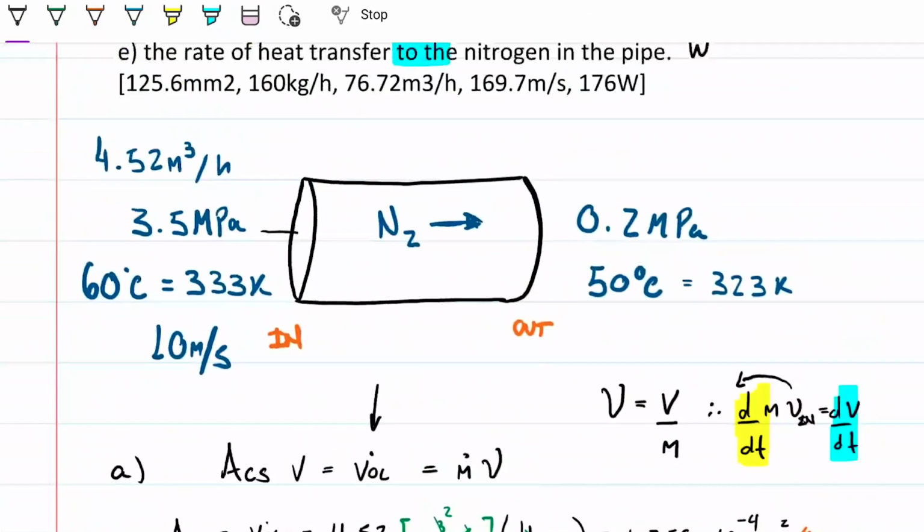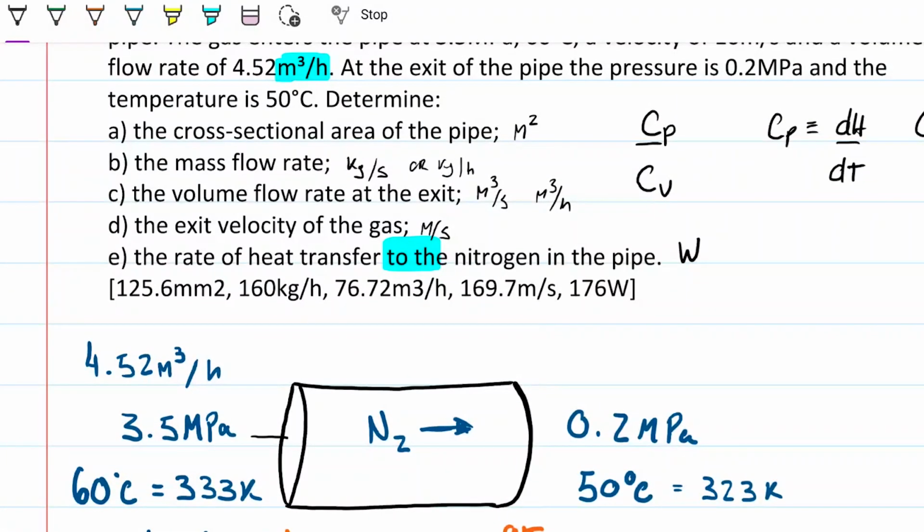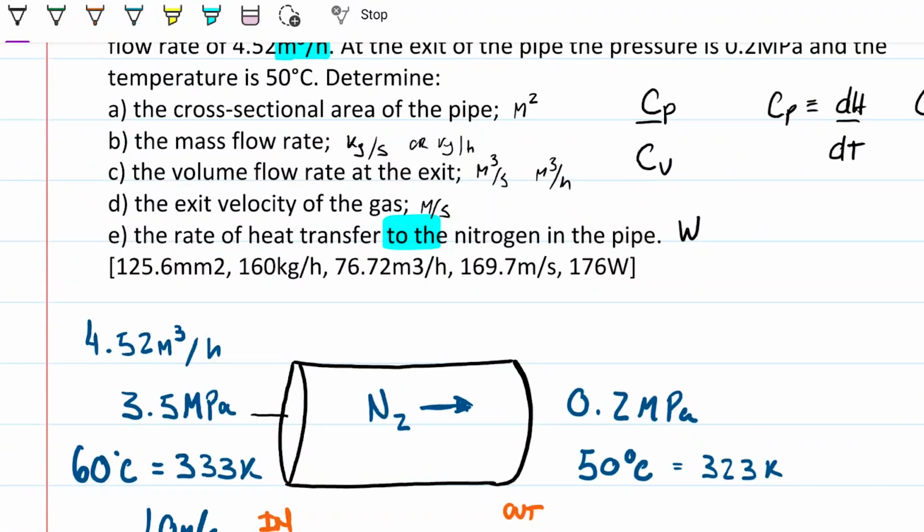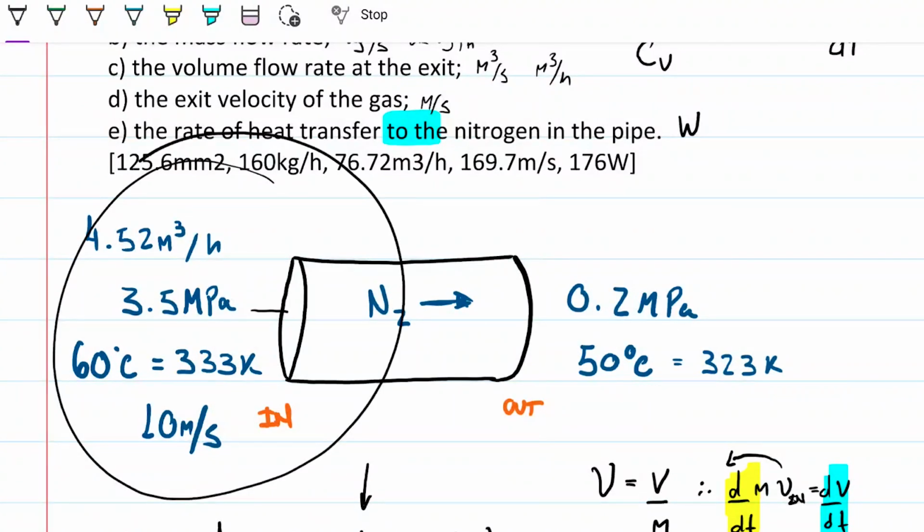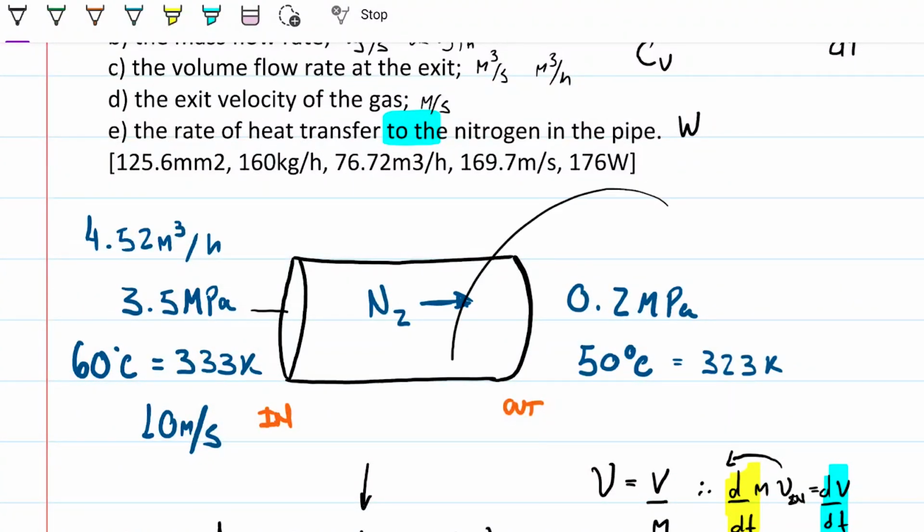Part C. The volume flow rate at the exit. So now we've covered all our bases on the inlet. Now let's move to the outlet. What do we need to know about the outlet? Well, first thing, and the most important one, is the continuity equation.